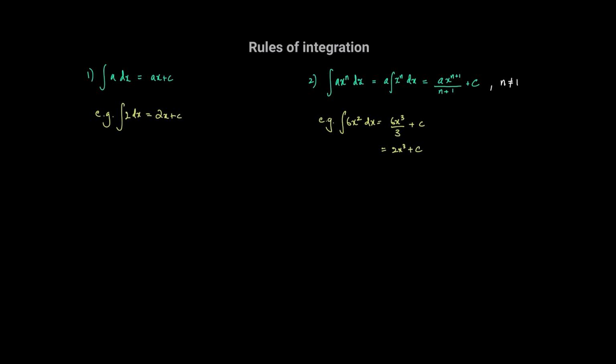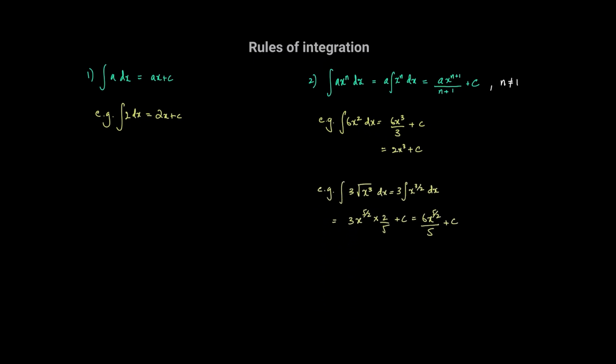And again, we know that since integration is the reverse process of differentiation, if we had something of the form 2x cubed plus c and we found the derivative of that, we would get 6x squared. We would simply do the reverse process. For integration, we increase the power and divide by the new power. For differentiation, we'd multiply by the power and decrease the power by 1.